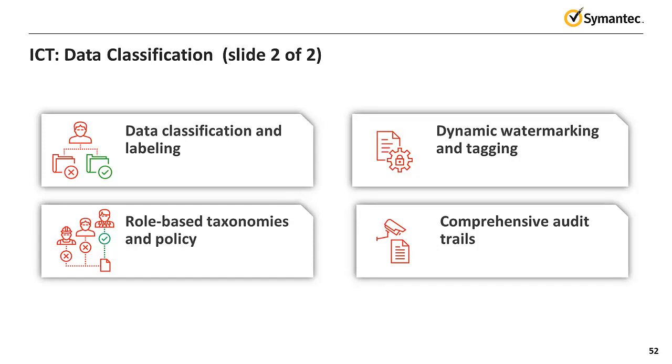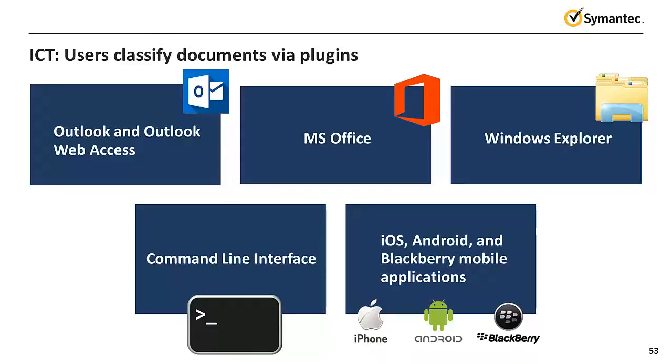For example, ICT might record the actions of a user who changes the tag on a confidential file from confidential to public to evade scrutiny, and then transmit the document outside of the company's network. Plugins for native Microsoft Office applications or a Windows Explorer context menu, as well as the mail clients in iOS, Android, and BlackBerry, provide users with a seamless interface allowing them to tag documents as they are created and updated, and as emails are sent.